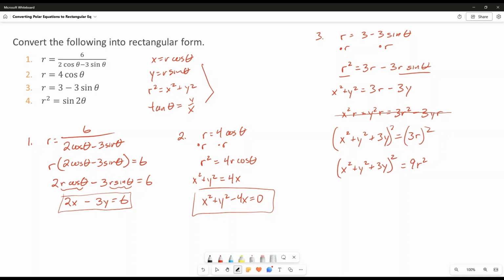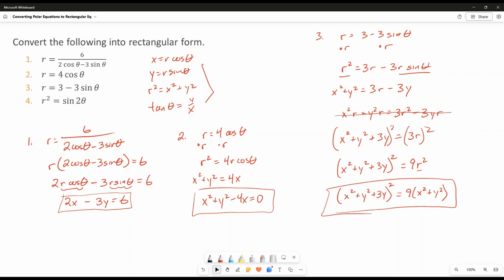And now that I have this r squared here, I can go ahead and convert it using the x squared plus y squared. So my final equation is going to be x squared plus y squared plus 3y, that entire quantity squared, is equal to 9 times the quantity x squared plus y squared. If you wanted, you could go ahead and distribute that 9, but I'm not going to mess with that now.